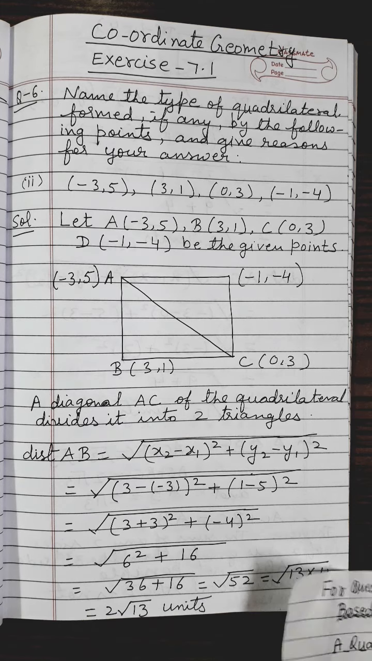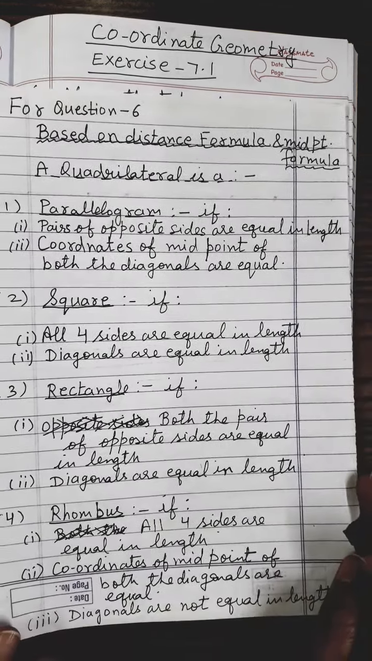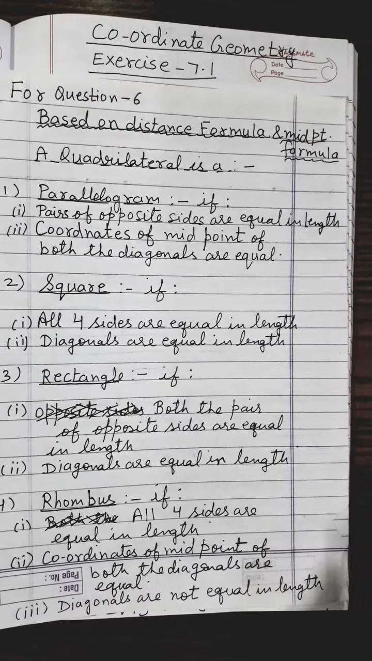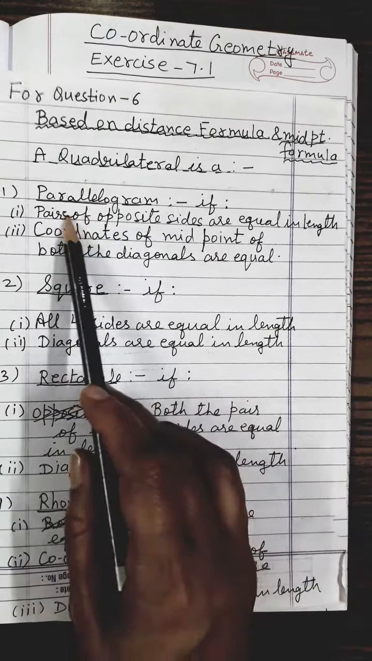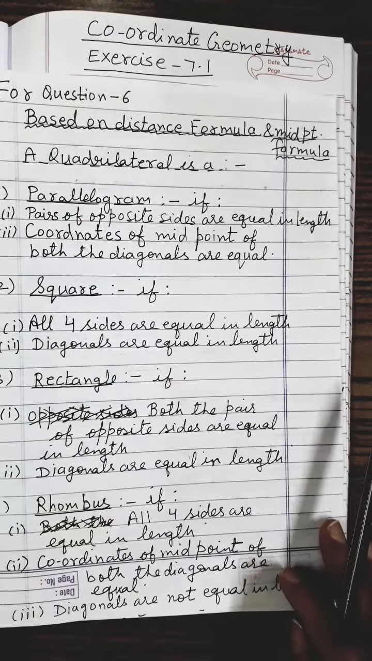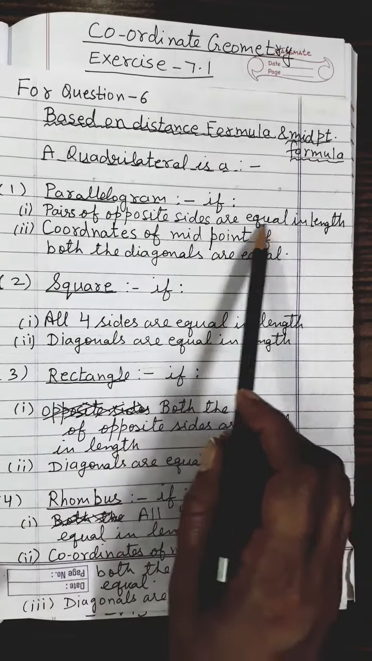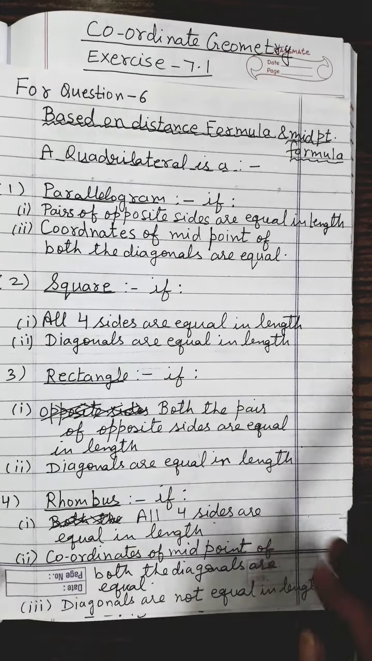and those properties are like this. These are the properties which are based on the distance formula and midpoint formula of your coordinate geometry chapter. So look at these properties. You have to learn these properties. Suppose the given quadrilateral is a parallelogram, then what will you have to show? You will have to show number 1, the pairs of opposite sides are equal in length. Number 2, coordinates of the midpoint of both the diagonals are equal, right?